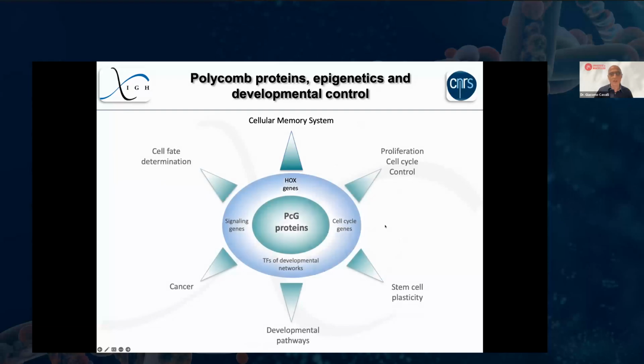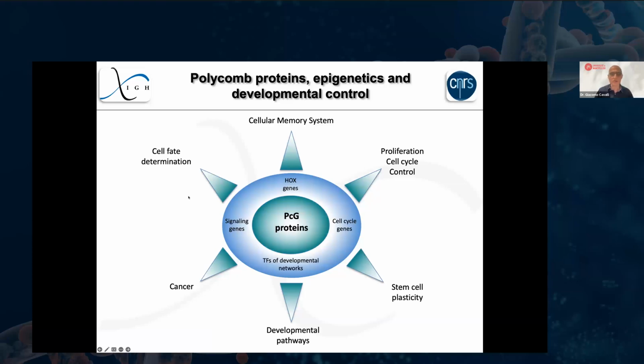But then later on, when high throughput techniques came out and people could start looking first by ChIP-on-chip and then ChIP-seq, we and others found that these genes are bound to many other regulatory genes like cell cycle genes, transcription factors, signaling genes, and in that way they regulate many processes in the organism.